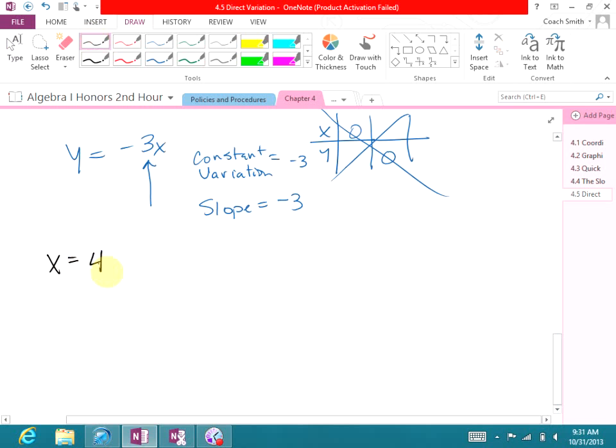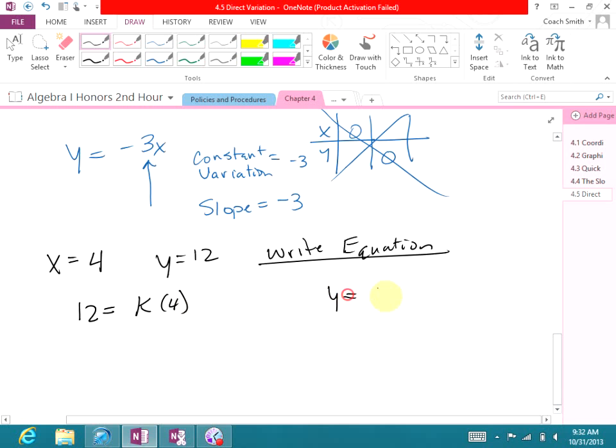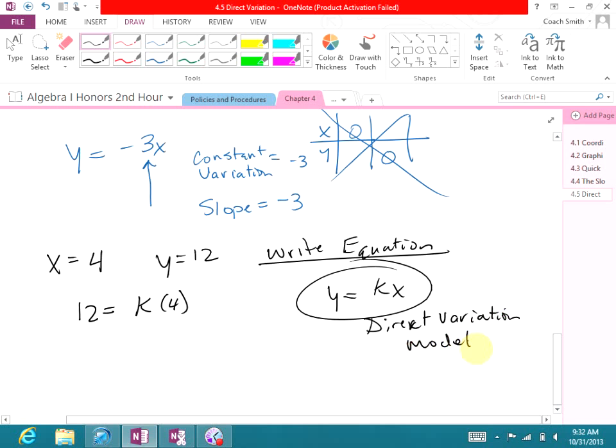Where it gets a little bit more difficult is where they do this. X is equal to 4, and y is equal to 12. They want you to first write an equation for that situation. Well, the equation's easy. It's 12 equals k times 4, because we said earlier that this is our direct variation model. All I did then is plug in the 12 for the y and the 4 for the x.